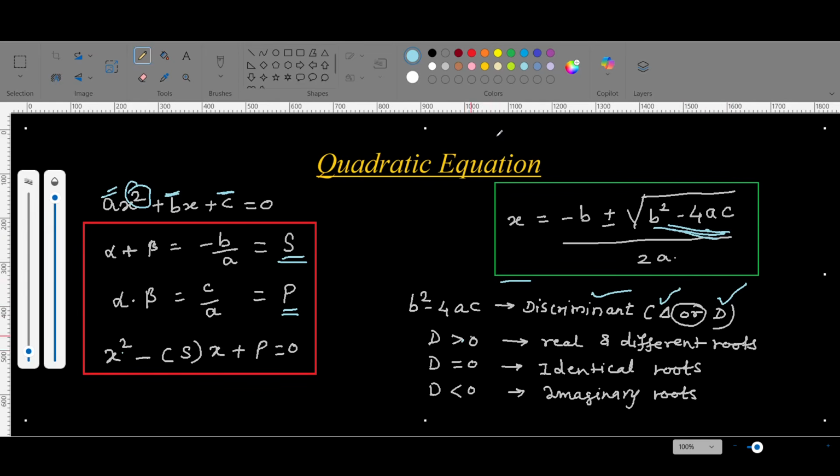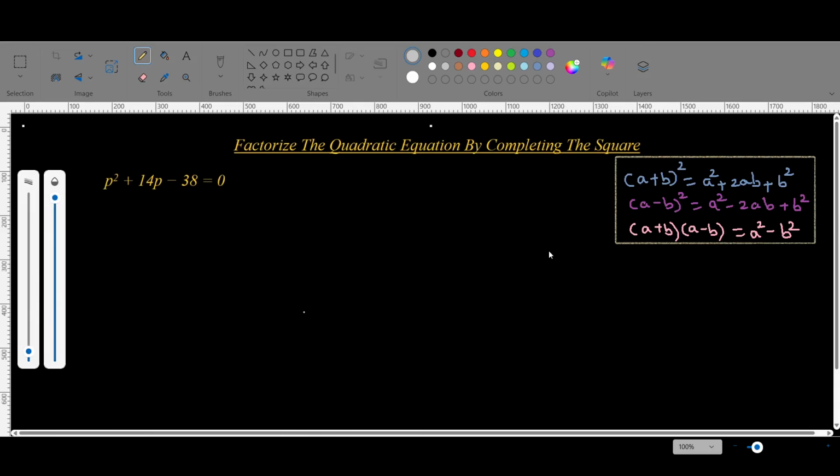If D is greater than 0, then the roots of the quadratic are real and different. If the value of D is equal to 0, then the quadratic has identical roots. And if D is less than 0, that is, if the discriminant is a negative value, then the quadratic will have imaginary roots. These imaginary roots have a root over a negative number, any negative number under the root. Let us say, for example, root over negative 16. So this negative is the imaginary part of the imaginary root.